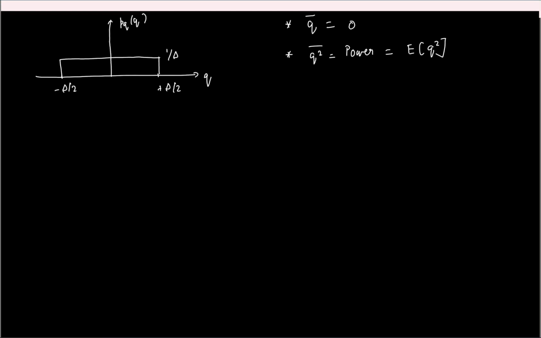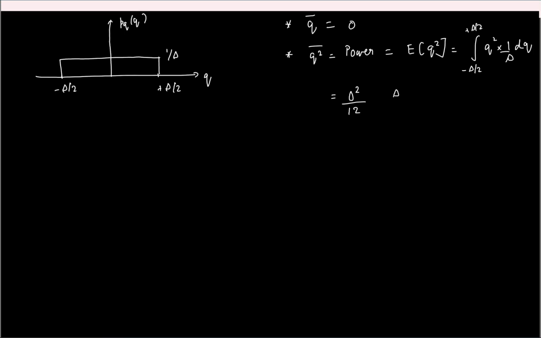Expected value of q square. How will I compute this? How do you find it? Q square into the probability density function, which is 1 by delta dq, integrated from minus delta by 2 to delta by 2, and you work it out, you will get this to be delta square by 12. Just a simple integral. I'm sure you would have seen this result somewhere or the other, so I'm just writing it.